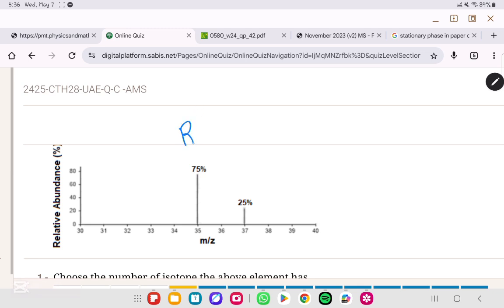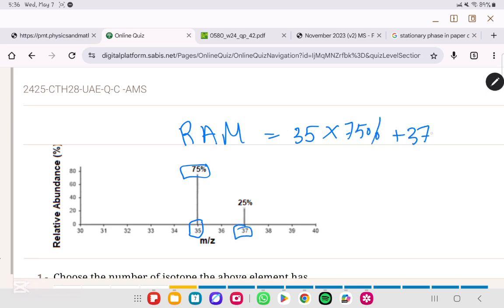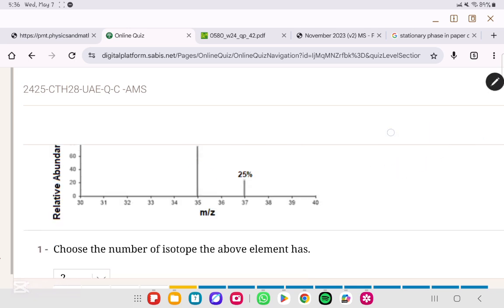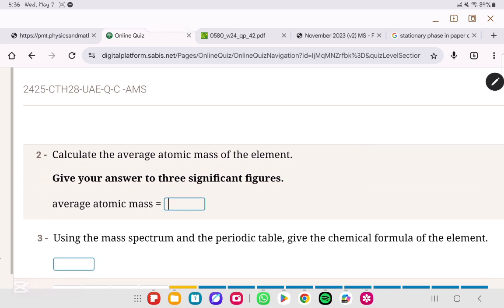So the relative average mass, or the relative atomic mass, is going to be the mass, which is 35, multiplied by the abundance, which is 75%, in addition to the mass, which is 37, multiplied by the abundance, which is 25%. Put it on your calculator: 35 times 75% plus 37 times 25%. That's going to give us an answer of 35.5. So this is the average atomic mass, 35.5.